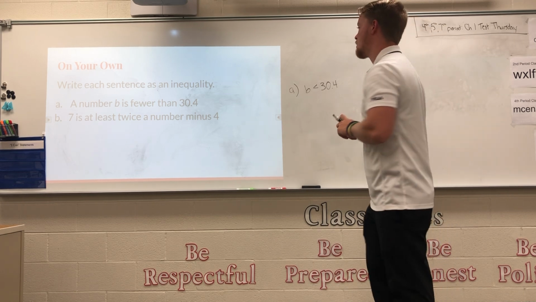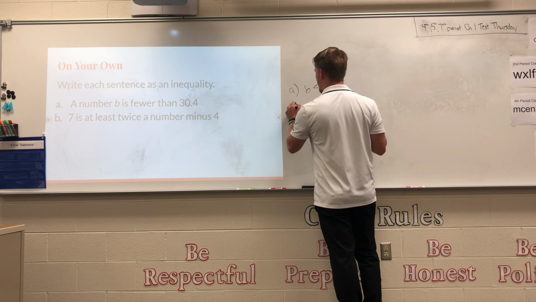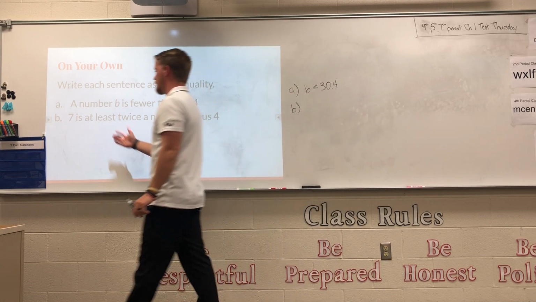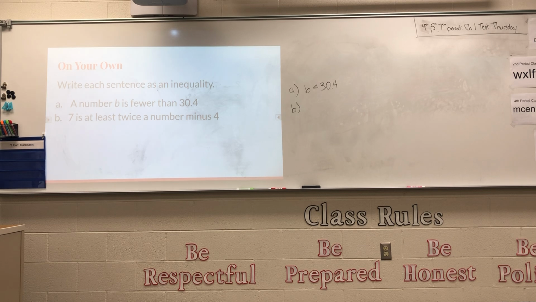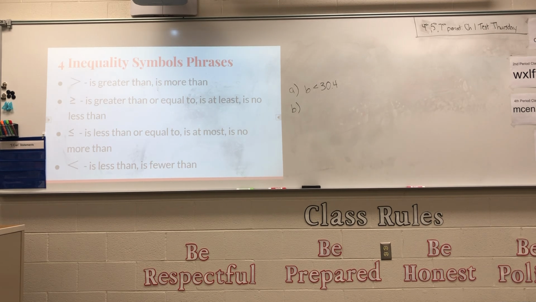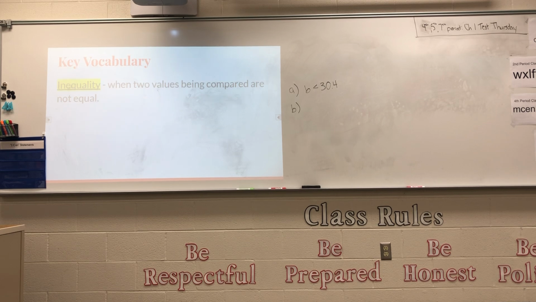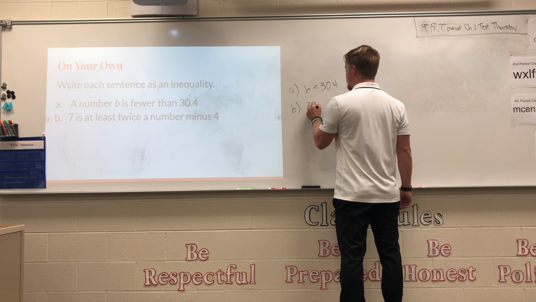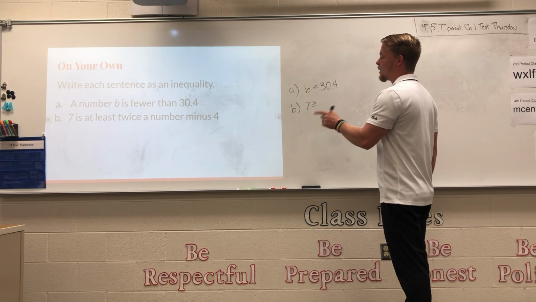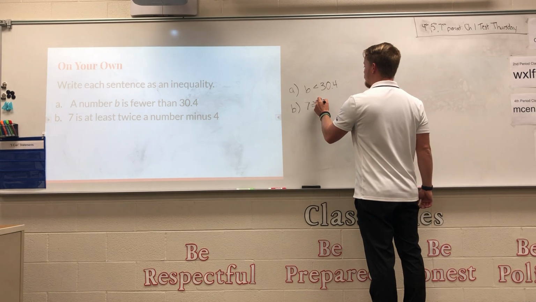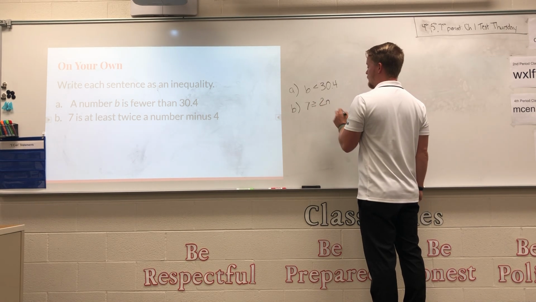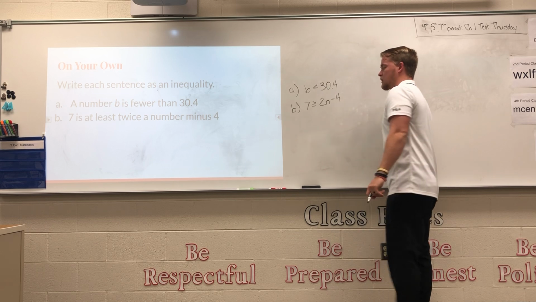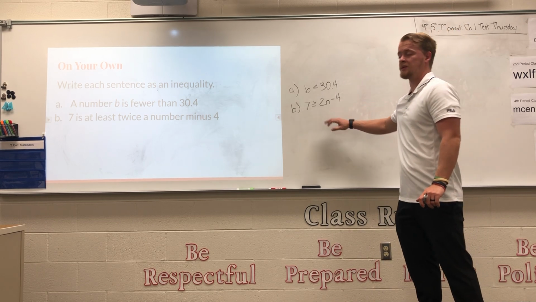Okay, so the second one, B, you might have gotten confused with "is at least." If you refer back real quick to a couple slides ago, "is at least" represents greater than or equal to. So when I come back to this one, 7 is at least, the greater than or equal to sign, twice a number. Like we said, twice a number could be 2n, minus 4. So that is your part B, how you would represent that one.